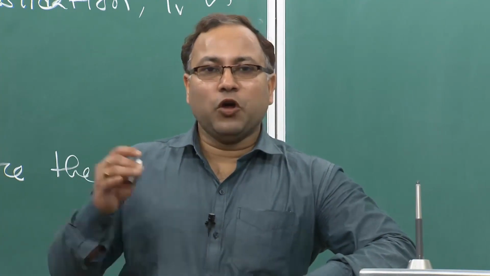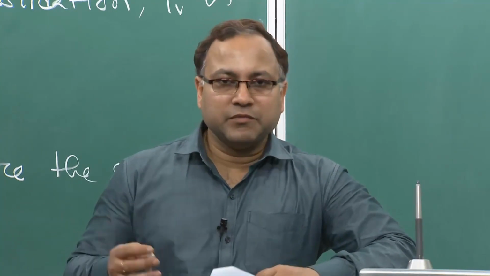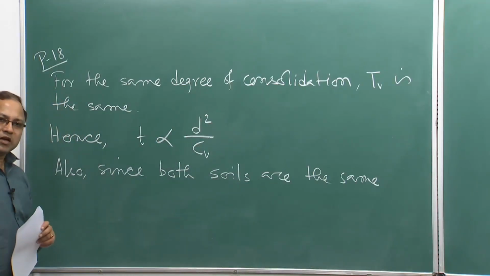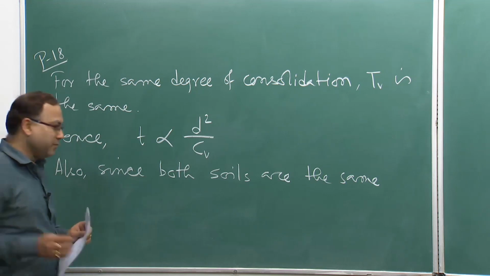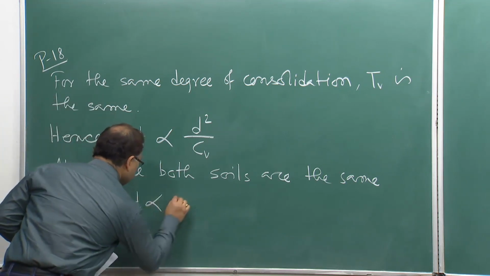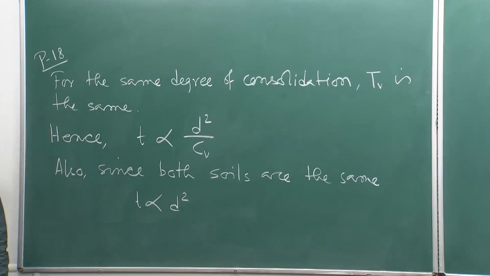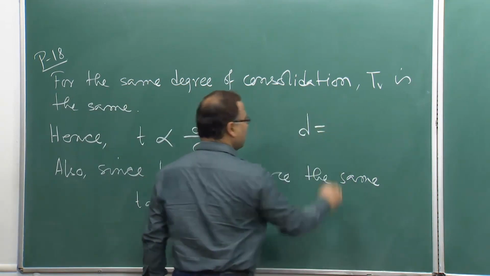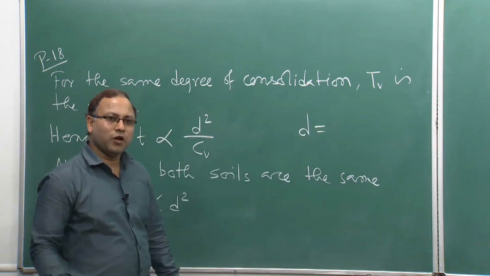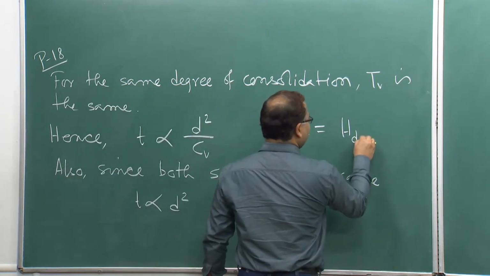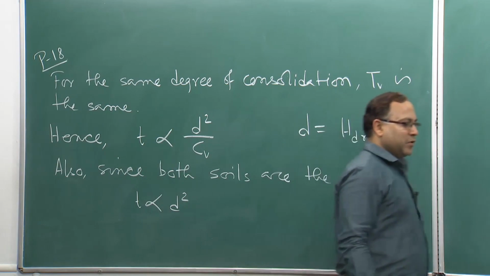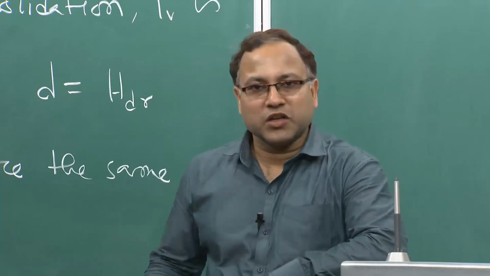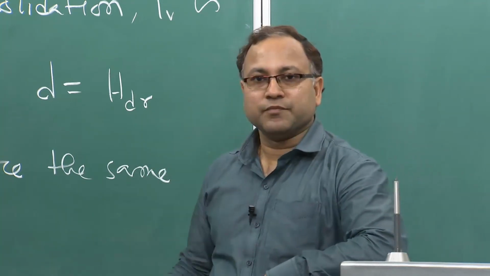Okay. So, if they are also same, because the soil is same, then I can think of CV is same for both the soil samples, right. So, if CV is same, then I can write T is directly proportional to d square. What is d? d may be the new term, not actually new, it is something like your HDR. So, I am writing d in place of HDR, it is just a matter of different usage of the notations. Anyway, d is nothing but your HDR, right.